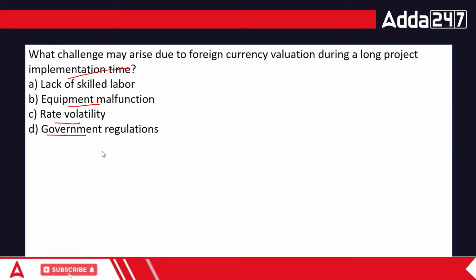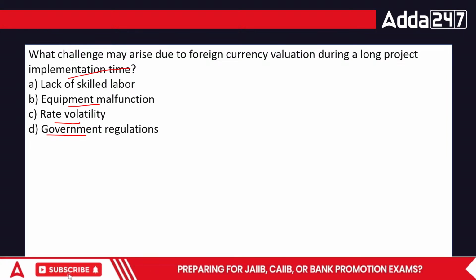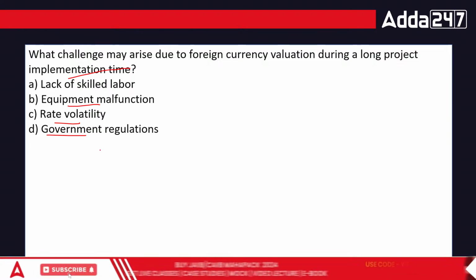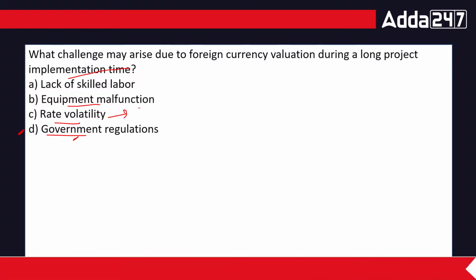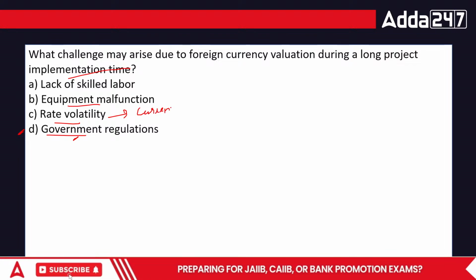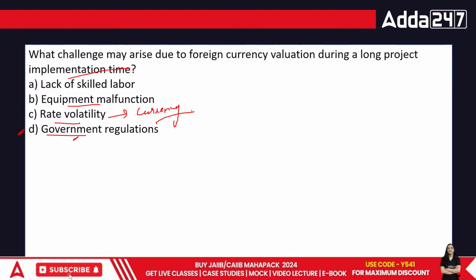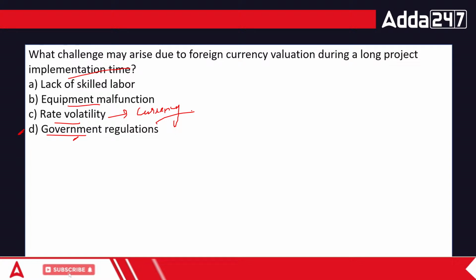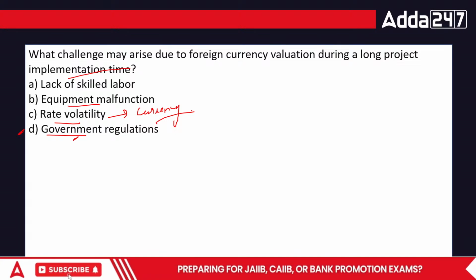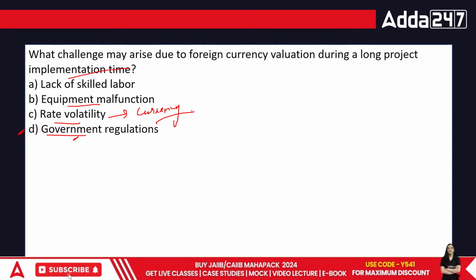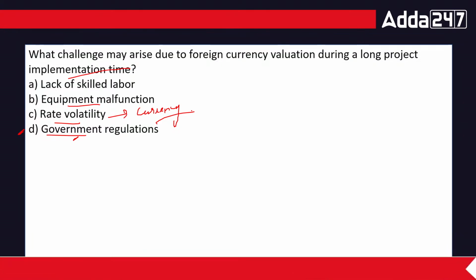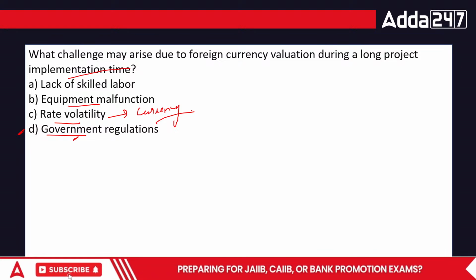In this case, the problem is rate volatility. Why rate volatility, everyone? Rate volatility is super important because it leads to currency fluctuations. For example, over a period of time, US dollars have become costlier and costlier for Indians. Isn't the cost getting higher and higher for the people? It is important for any business to consider this.